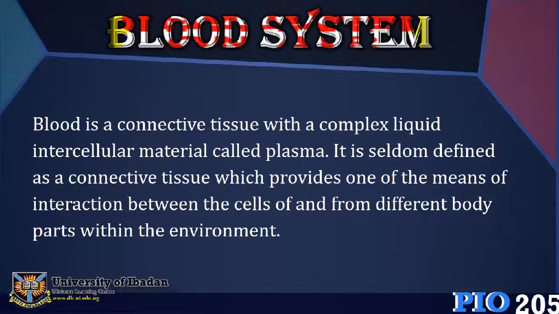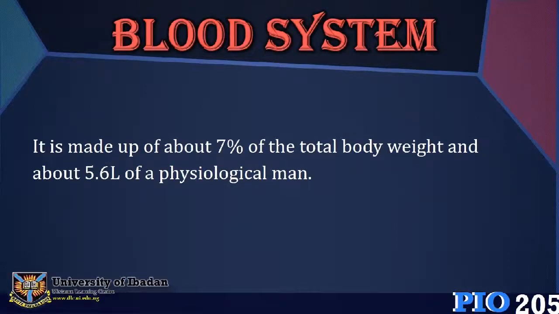Blood is a connective tissue with a complex liquid intercellular material called plasma. It is seldom defined as a connective tissue, which provides one of the means of interaction between the cells of and from different body parts within the environment. It makes up about 7% of the total body weight, and about 5.6 liters in a physiological man.